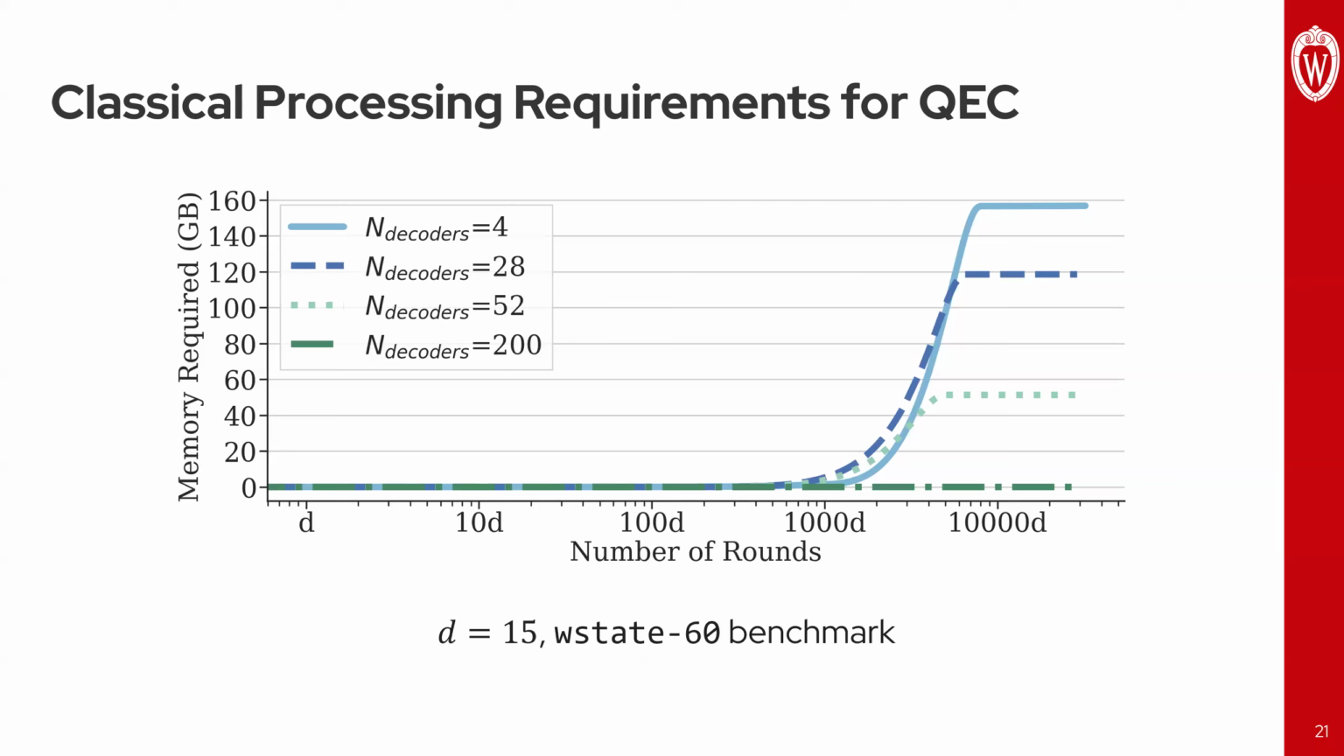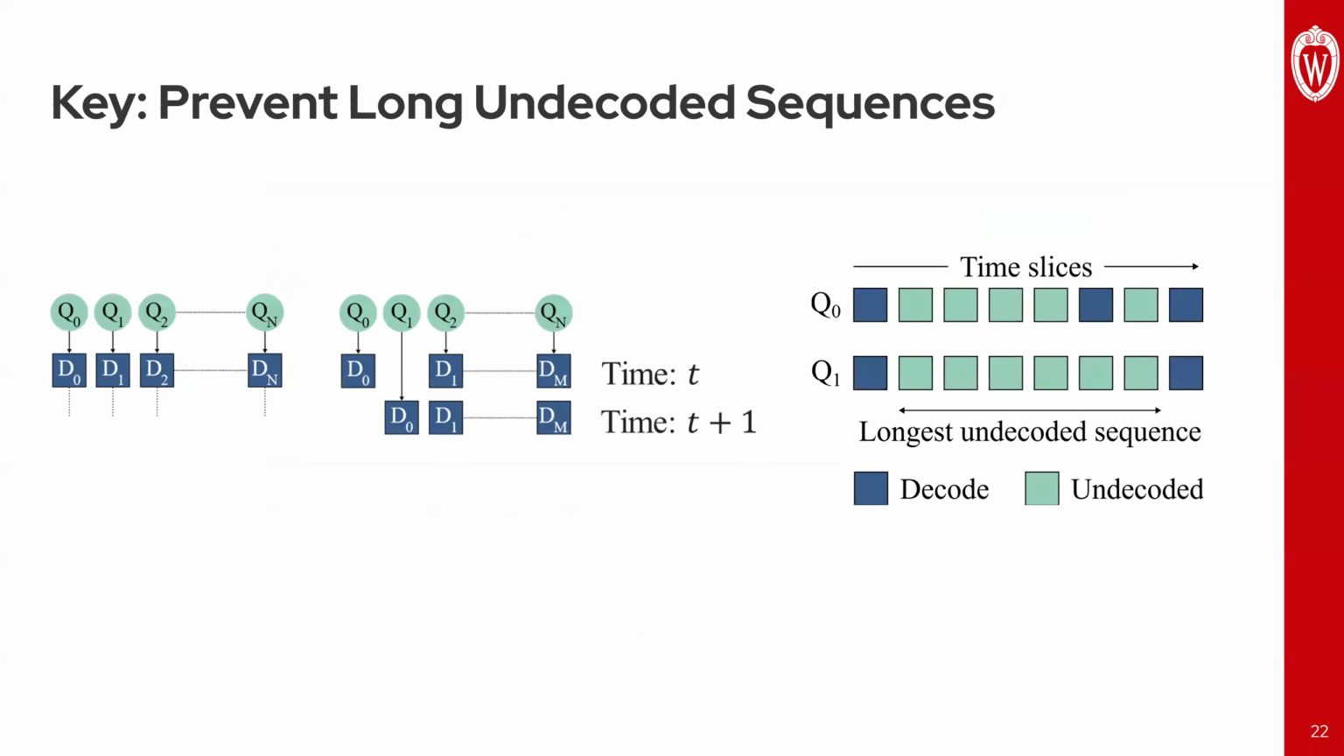So I'll jump straight to the key insight, which enabled us to solve this problem. The image on the left again is showing you how, if you reduce the number of decoders, you have to start doing a kind of time division multiplexing of those decoders with all the logical qubits. And what we found is that the key to reducing this memory requirement, and also to speeding up decoding, is reducing the number of rounds for which a logical qubit remains undecoded.